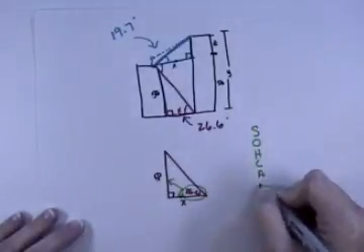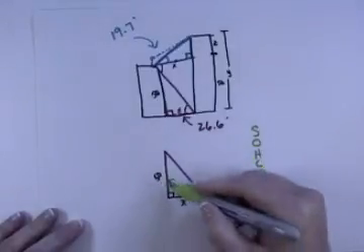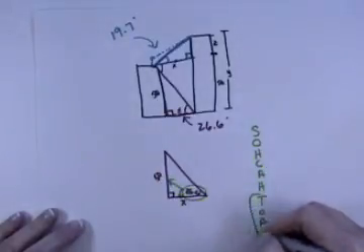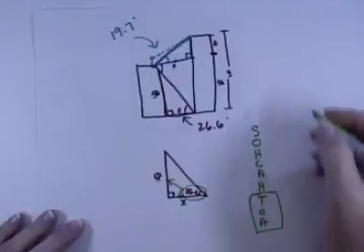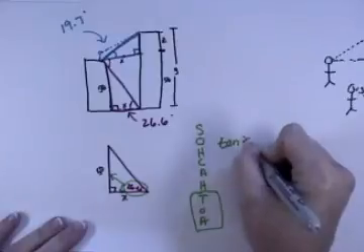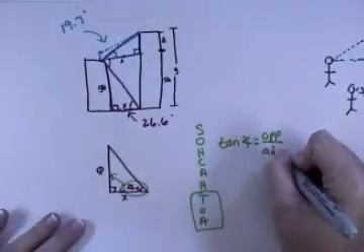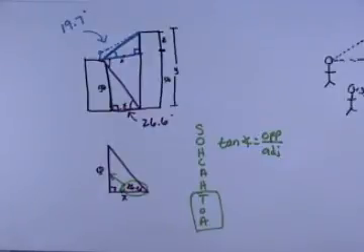SOH CAH TOA. If your teacher taught you that, which one uses opposite and adjacent? Tangent. Okay? So the rule is the tangent of some angle is equal to the opposite side over the adjacent side. Your trigonometric functions are just ratios, okay?